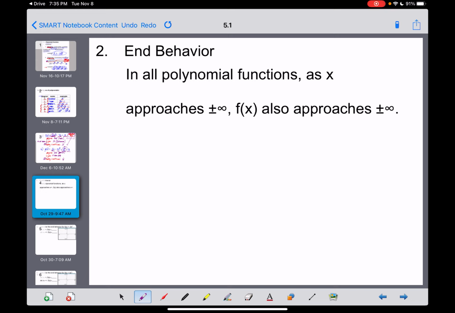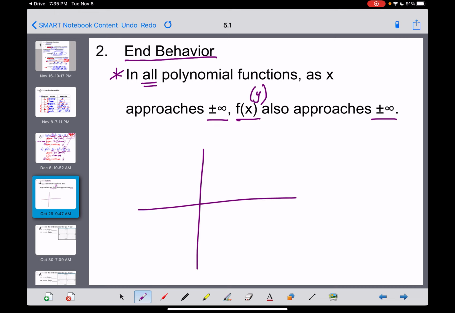One cool thing about polynomial functions is they all follow certain rules for what we call end behavior. They all do a certain thing way off on the right, and they all do a certain thing way off on the left. So here's what we're going to write for end behavior, guys. In all polynomial functions, and we do mean all, as x approaches either positive or negative infinity, f of x, and let's remember, guys, that f of x is just your y value, also approaches either plus or minus infinity. Okay, what in the world does that mean?